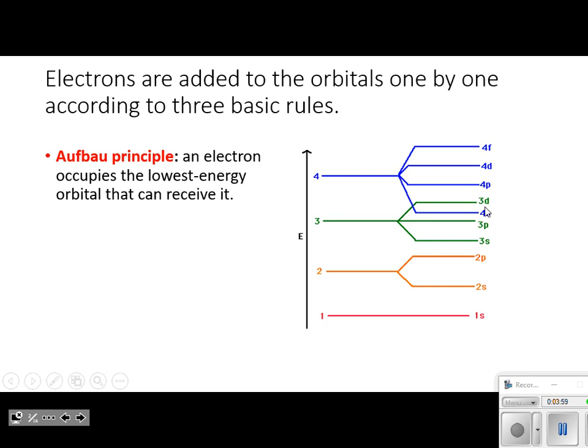Now, what I've seen with folks is that once you understand, once you get the pattern, then these things are very, very easy. But you've got to wait till you get that aha moment with the pattern and say, oh man, this isn't that tough. This isn't that tough. So, Aufbau's principle states that an electron occupies the lowest energy level that can receive it.